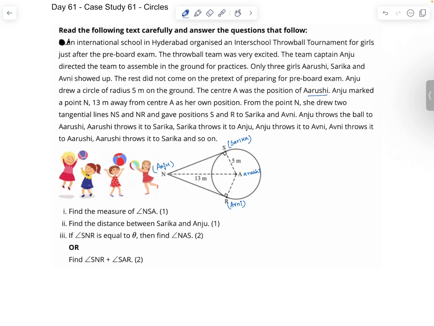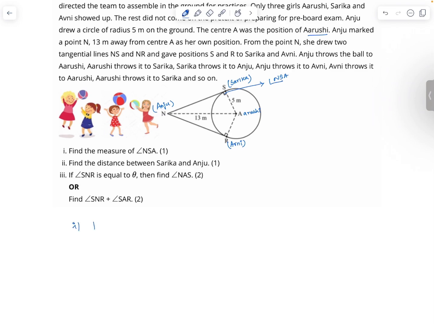Question 1. Find the measure of angle NSA. This angle NSA is formed at the point of contact of the tangent NS and the radius AS. Therefore, angle NSA is equal to 90 degrees. The reason being radius is perpendicular to the tangent at the point of contact.